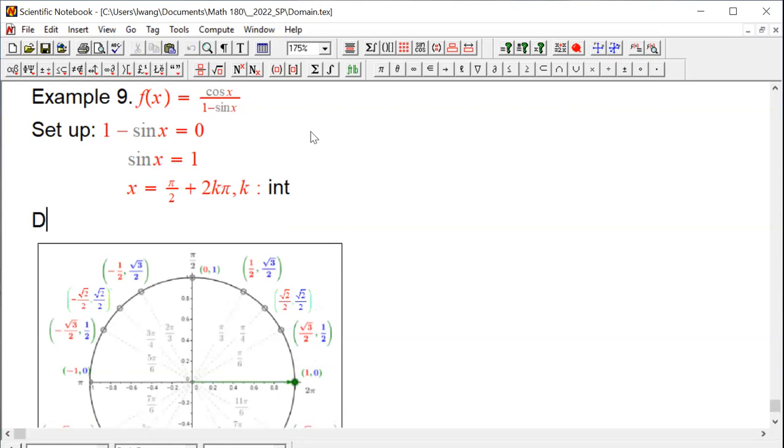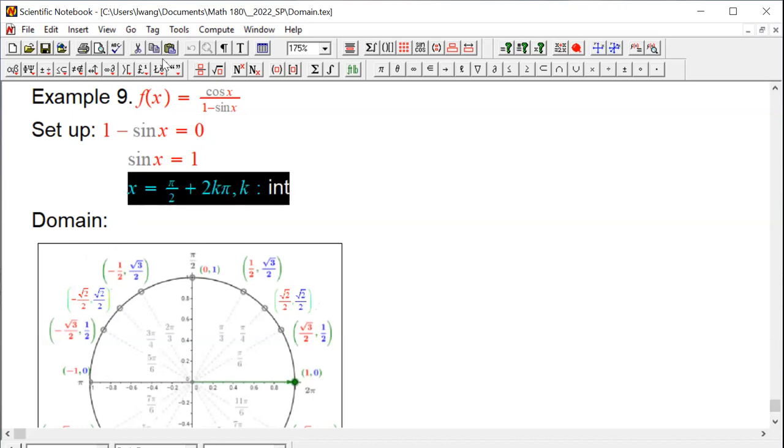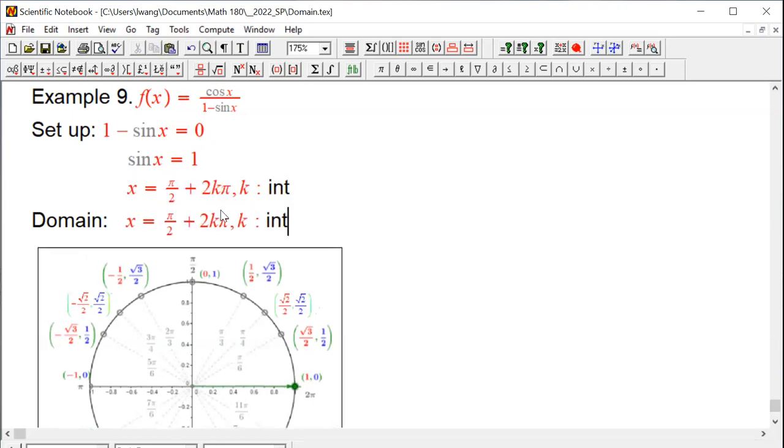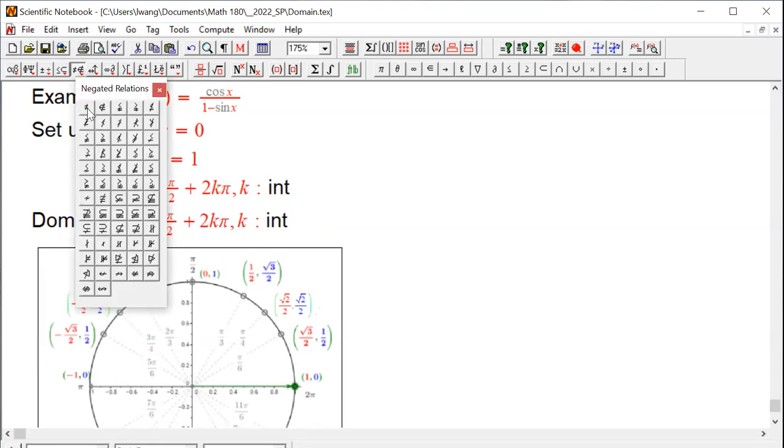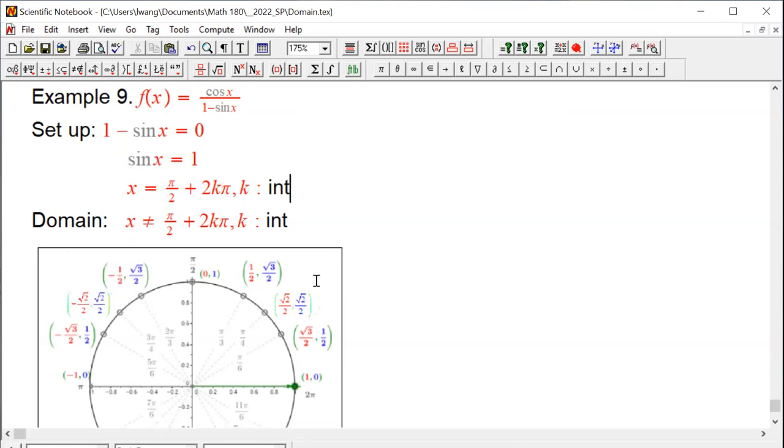So in the end, in terms of domain, you would express it as x is not equal to, so equal turns into not equal. So that's the logic behind this. That's a domain, right? Any number that makes it equal to 0 cannot be in the domain.